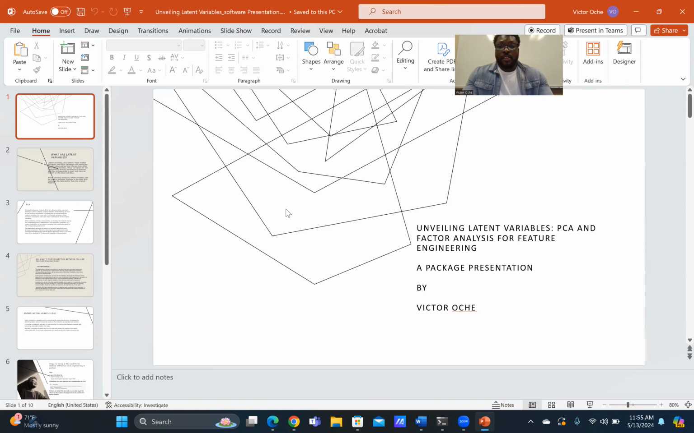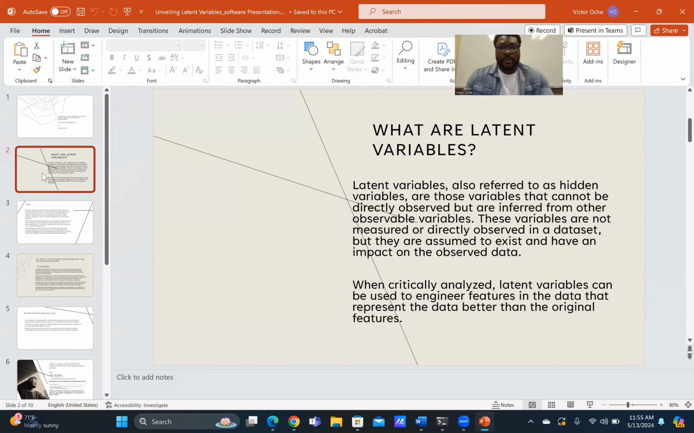The title of my presentation is Unveiling Latent Variables, PCA and Factor Analysis for Feature Engineering. So first off, what are latent variables? Latent variables are hidden variables that cannot be directly observed but are inferred from other observable variables. So these are variables that are not measured directly, but indirectly observed in the data set.